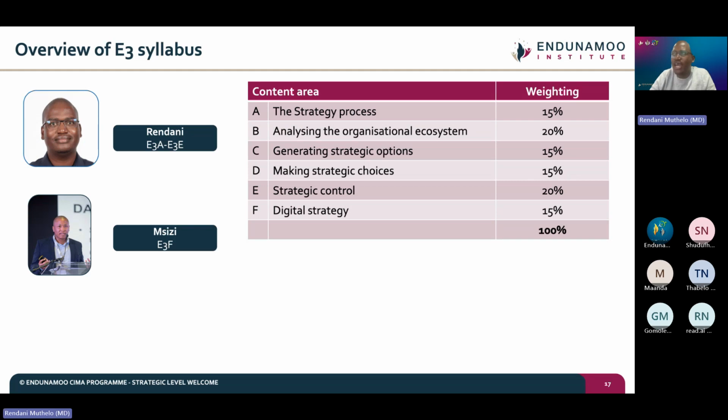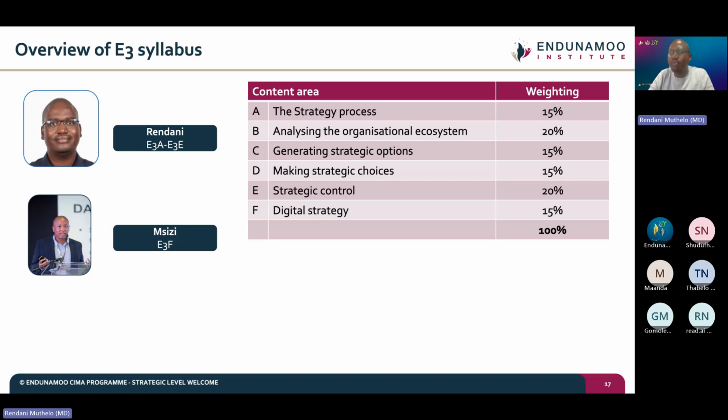Then we're going to go and analyze organizational ecosystems. This is something that if you didn't do management level will be a very new concept. So we will then start you where you probably have missed because we have done the management level. So you will not need to say, can I buy the textbook for management level? No. We will then help you to understand what is an ecosystem and therefore how do you analyze organizational ecosystems.